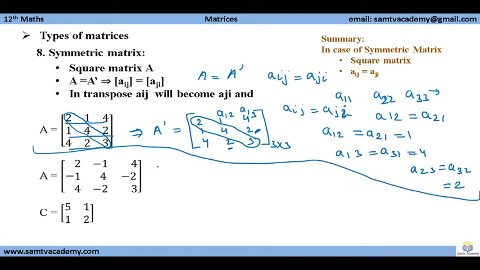So now let us see another example. We will find its transpose. The transpose of this matrix will be 2, -1, 4. Second is -1, 4, -2, and the last row is 4, -2, 3. Now we can see that the diagonal elements 2, 4, 3 are the same, and A12 is equal to A21, A13 is equal to A31, and similarly A23 is equal to A32. So this is also a symmetric matrix.